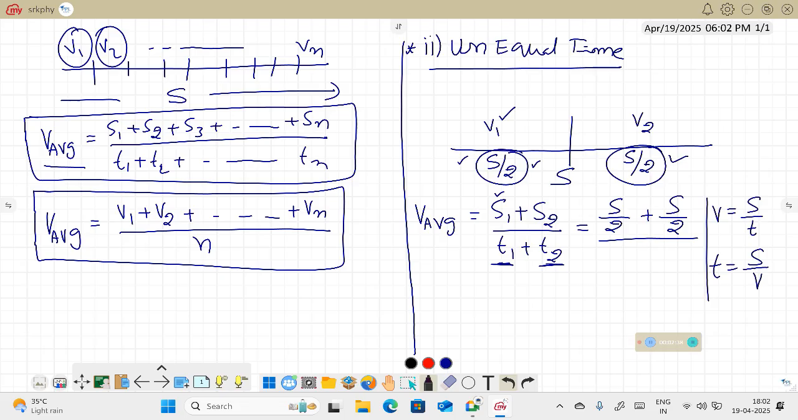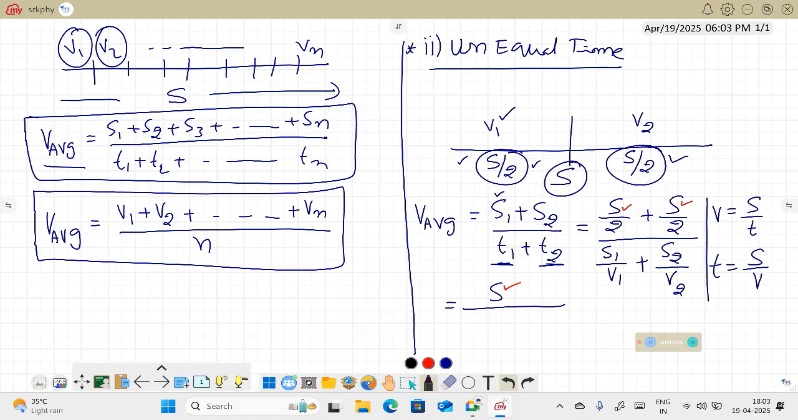So now replace here. What is T1? T1 means S1 by V1. T2 means S2 by V2. Like this you have to convert. Now write this formula. S by 2 plus S by 2, anyway you get S. This is S by 2, this is S by 2, totally becomes equal to S.